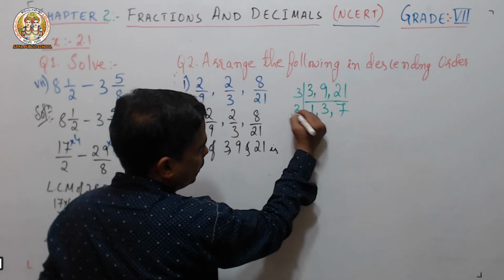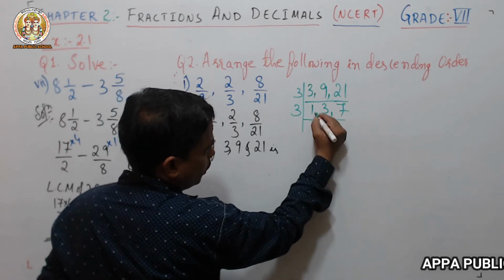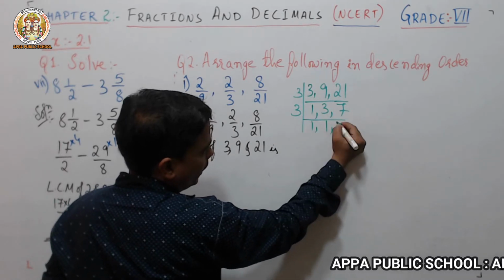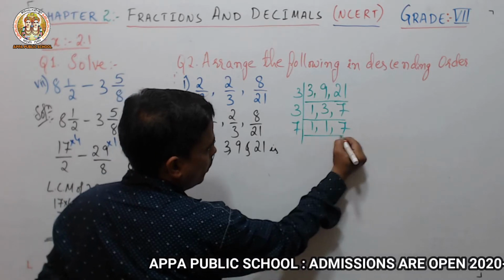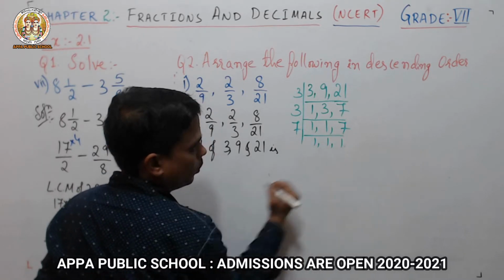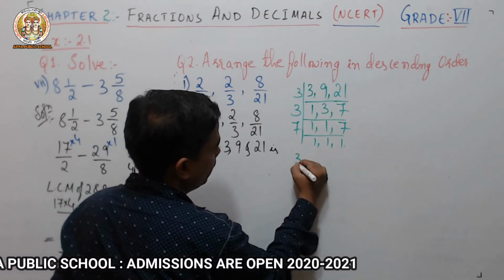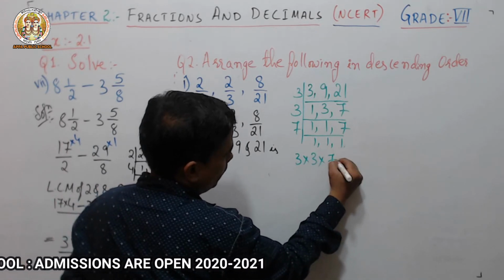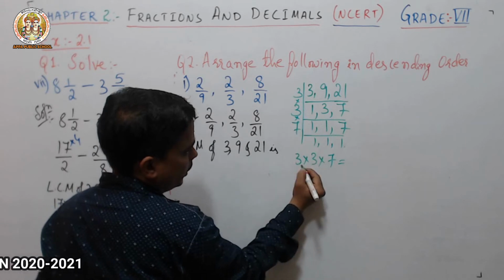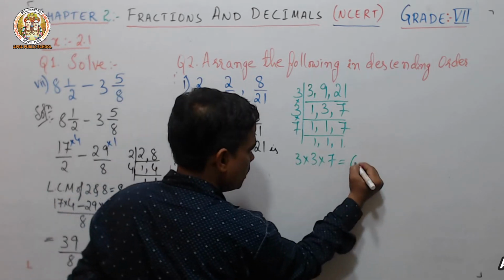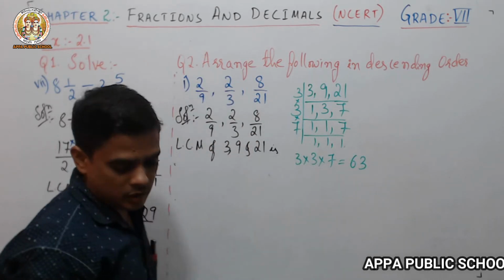Next I'll go with the 3 table again. 3 1s are 3, so 1 as it is. In the 3 table 7 will not come, so keep the 7 as it is. Once again 7, 1, comma 1, comma 1. What will be the LCM? 3 into 3 into 7. You have to multiply these three. 3 into 3 is 9, 9 7s are 63. Therefore, the LCM is 63.